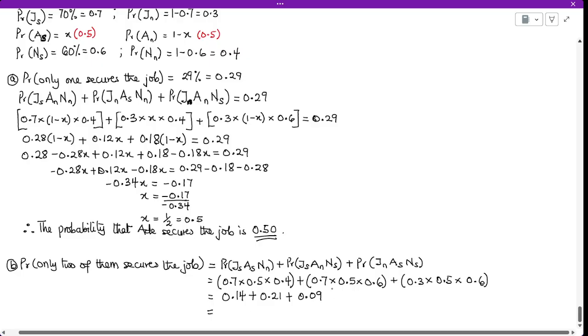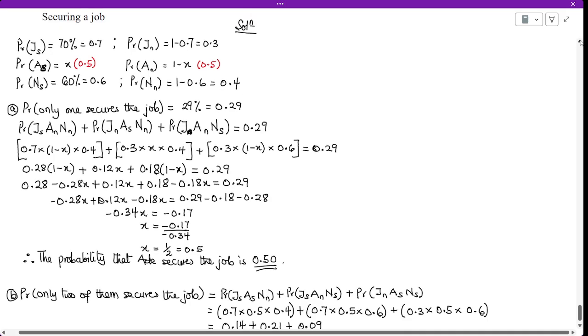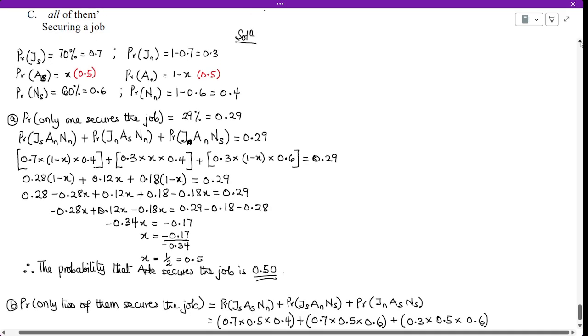So adding these three, 0.14 plus 0.21 plus 0.09, adding this gives me 0.44. That's my two decimal places. So that's the probability that only two of them will secure the job. All right, very simple question. You can go over at your leisure time again. You can still save this video and then come back to it again.